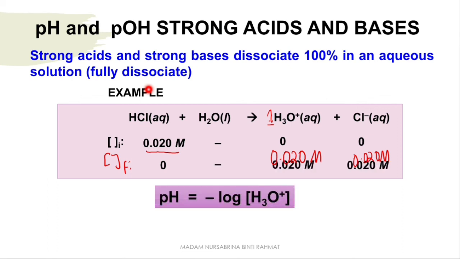Now, how do we calculate the pH of the HCl solution? The formula for pH is negative log of H3O+. The H3O+ from the simple ICE table here is 0.020 molar. Just substitute the value and press your calculator, and you will get a pH of 1.70. For pH, you don't have to write down up to 3 decimal places, just leave it to 2 decimal places at the maximum.